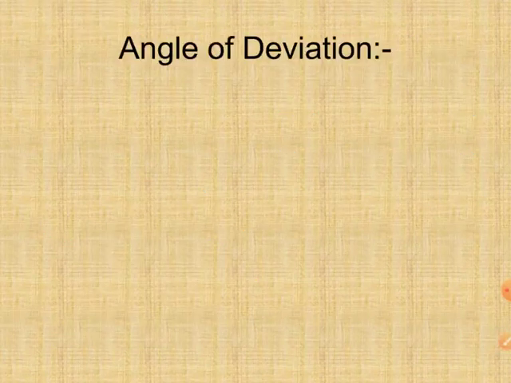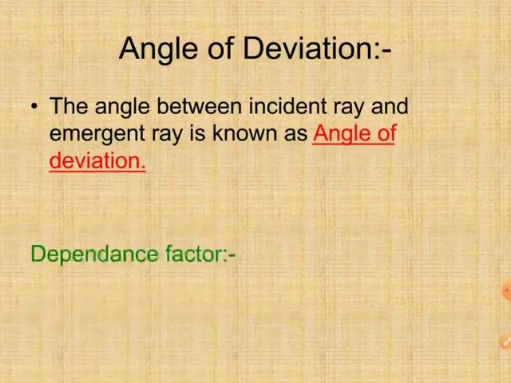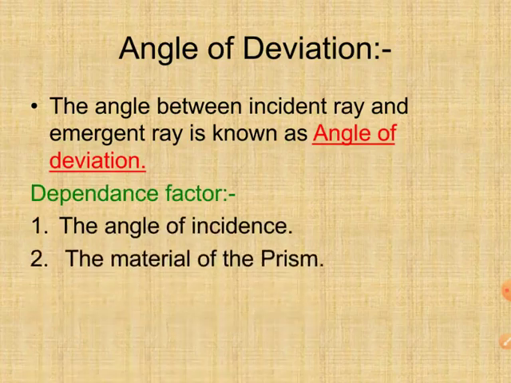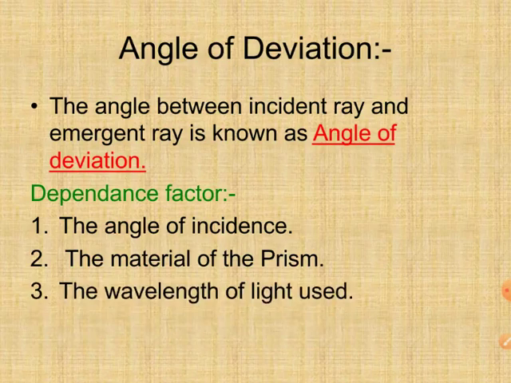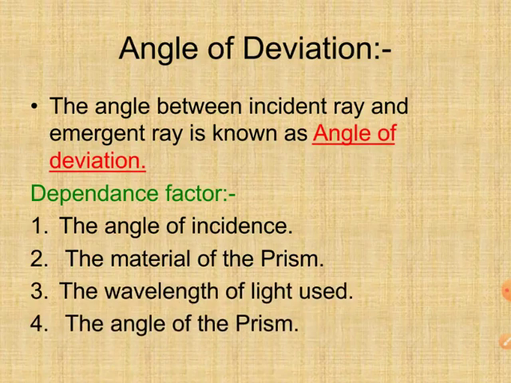Now let's see what we can learn from it. Let's take this angle of deviation: on what factors does it depend? This angle of deviation depends on the angle of prism, no doubt, the angle of incidence, the material of the prism, that means the refractive index of the prism, and the wavelength of the incident light used. These are all the factors giving you different values of deviation. It also varies with the angle of prism.